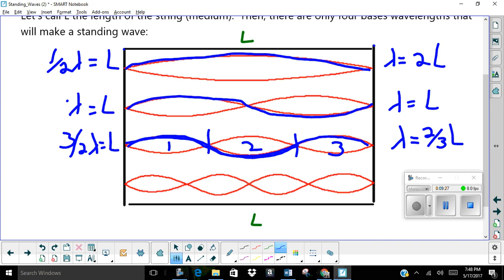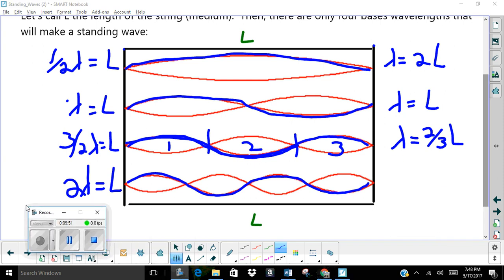And then the last one, the fourth harmonic, when you've got two fixed ends, is you've got 1, 2 wavelengths for the length of the string. So 2 wavelengths in the length. Or I can go ahead and say that a wavelength is going to be half the length of the string. We're going to play around with this on another animation here.